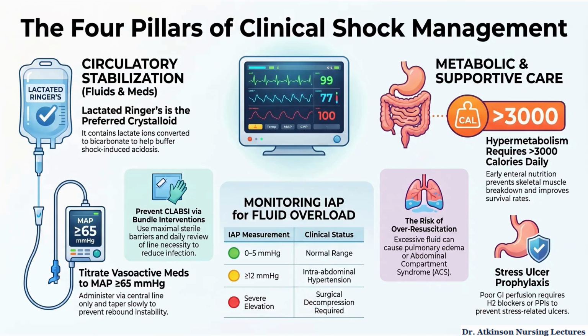All right, to close this out, remember that successful shock management comes down to 4 priorities. Restore perfusion, maintain hemodynamic stability, monitor for complications, and support organ recovery. Keep the MAP at or above 65, reassess constantly, avoid both under-resuscitation and fluid overload, and think beyond blood pressure alone. Shock is dynamic, and the nurse at the bedside is often the first person to recognize deterioration. Early intervention, vigilant monitoring, and rapid escalation are what ultimately change outcomes and save lives.